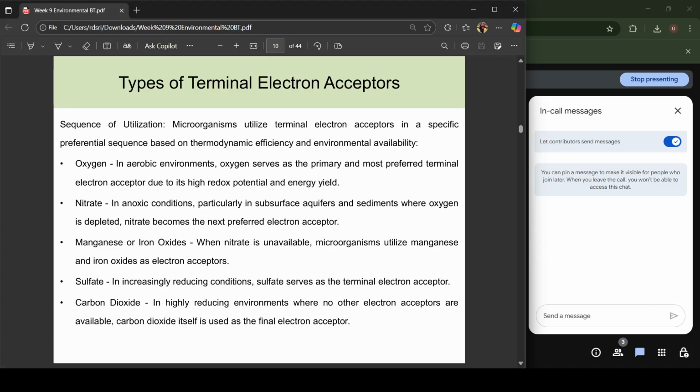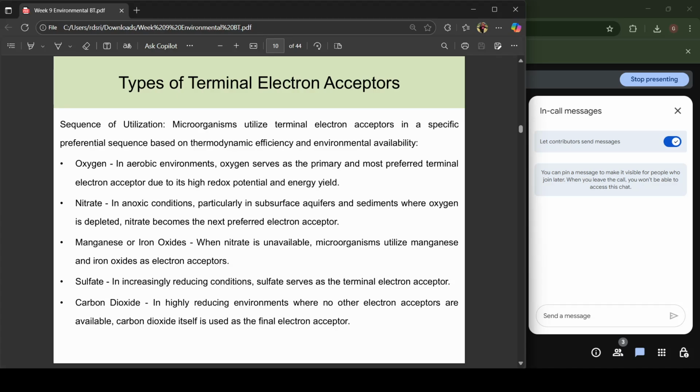And then comes manganese or iron oxides. When nitrate is unavailable, they start utilizing manganese and iron oxides. This is based on the energy yield that the organism is getting. Oxygen provides the greatest energy yield, followed by nitrate, and then manganese and iron oxides. Further comes sulfate, which is present in increasingly reducing conditions than the previous ones, where sulfate is transformed to sulfur.